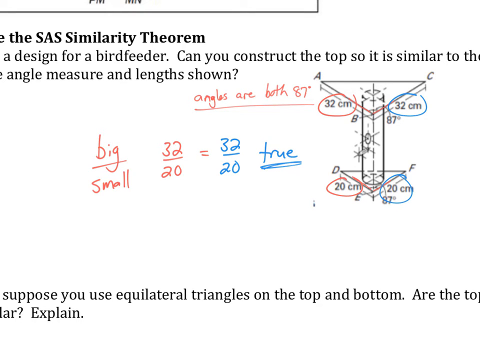So we have side, and then we have the angle that's in between. Side, angle, side. So side, angle, side similarity is the reason why, because we have one angle and the two sides that include that angle are both proportional. So are they similar? Yes.